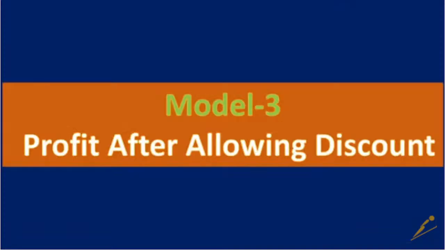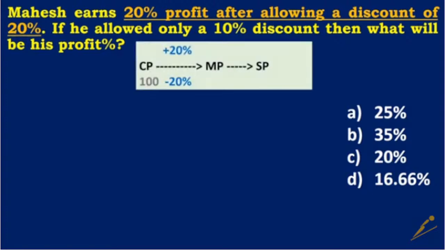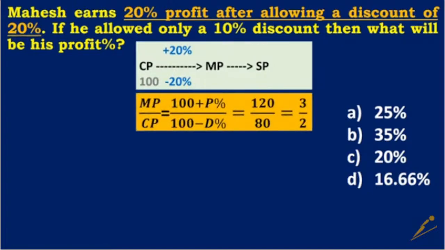Model 3. Profit after allowing discount. Example 1. Mahesh earns 20% profit after allowing a discount of 20%. If he allowed only a 10% discount, then what will be his profit percent? After allowing a 20% discount, Mahesh earns 20% profit. The ratio of marked price to cost price is 100 plus profit percent to 100 minus discount percent. The ratio becomes 3 to 2. The cost price is 2 and the selling price is 3.